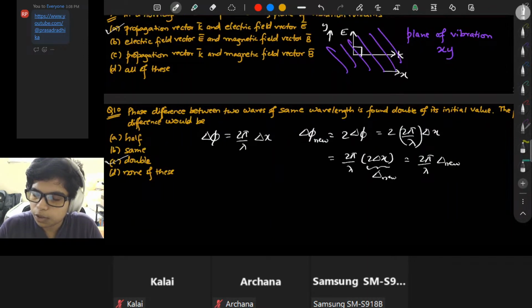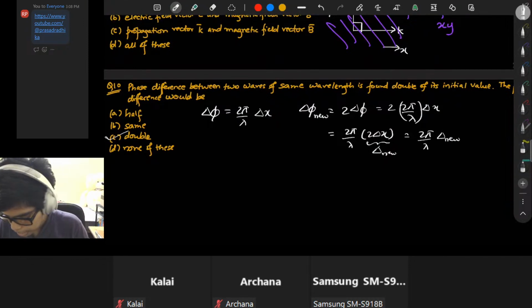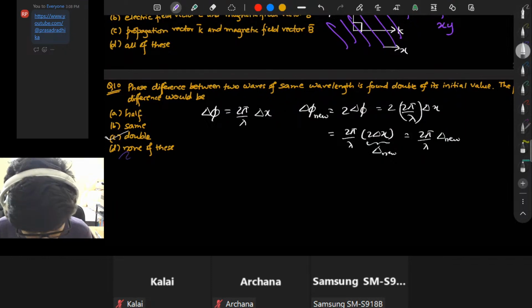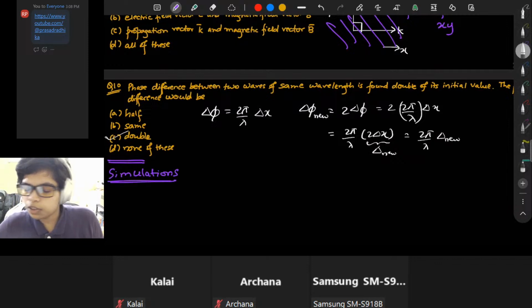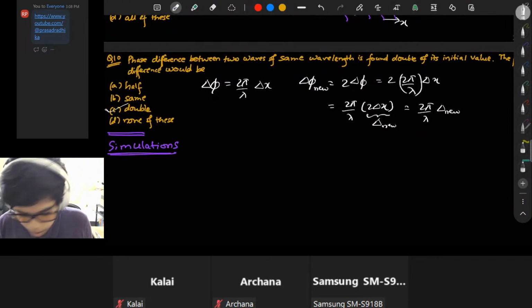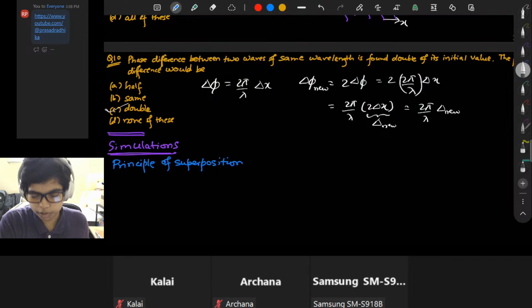So I hope this is clear now. So this brings us to the end of the MCQ questions. And since we have some time left, I have planned some simple simulation computational demonstrations for all of you. So I will show some simple simulations, but let me build the background for these simulations that I have planned. So in this week, you saw what is known as the principle of superposition. We studied what is known as the principle of superposition.